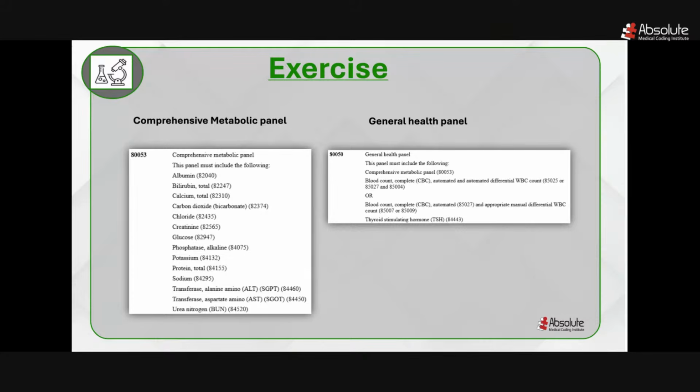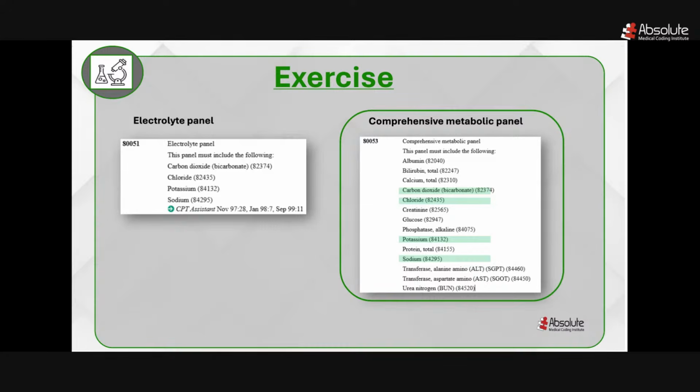Okay, I will wait for the answers. I can see one answer in the chat. Awesome. Yes, this was an example which we did just now, isn't it? Yes, we will code for the general health panel because we know that the comprehensive metabolic panel is already included in the general health panel, and you don't need to report these two panels together because they are overlapping. Excellent answers. Let's take another example.